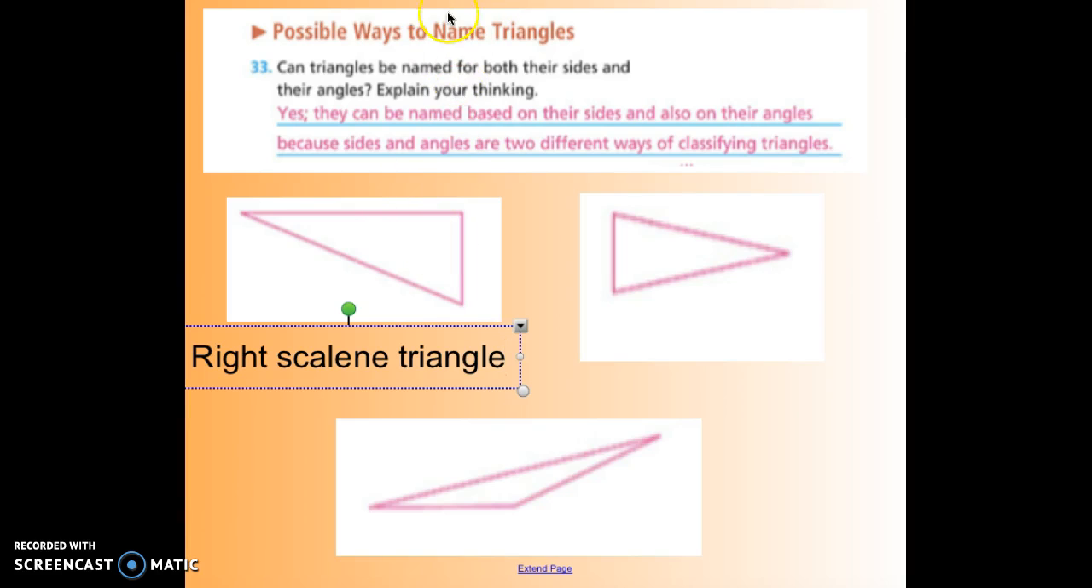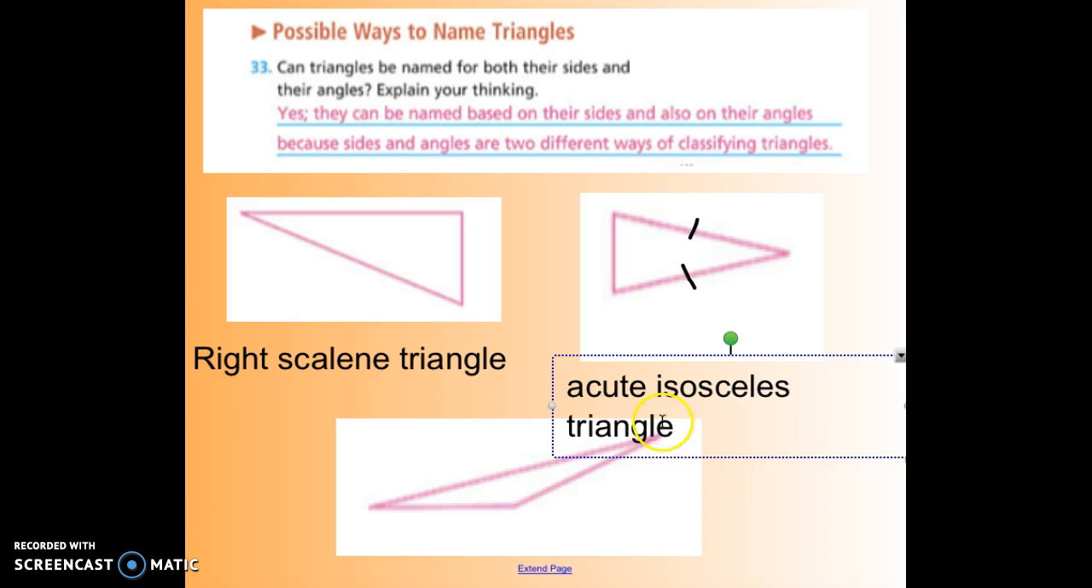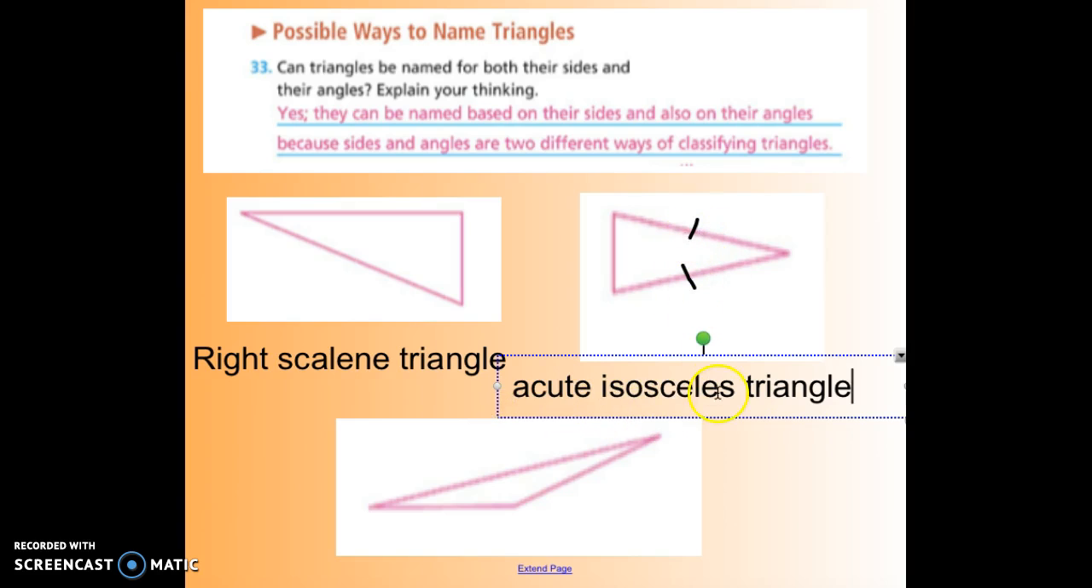And again, I knew that because none of the sides were equal, none of the sides were congruent to each other, and it had a right angle. Now in this case, these two sides are the same. So I'm going to draw my little tick marks there to say that they're congruent. And then I'm going to look at my angles, and they're all acute angles. They're all less than 90. So again, I name it by my angle first. So I'm going to say it's an acute isosceles triangle. Again, because two of the sides are the same, it's an isosceles triangle.